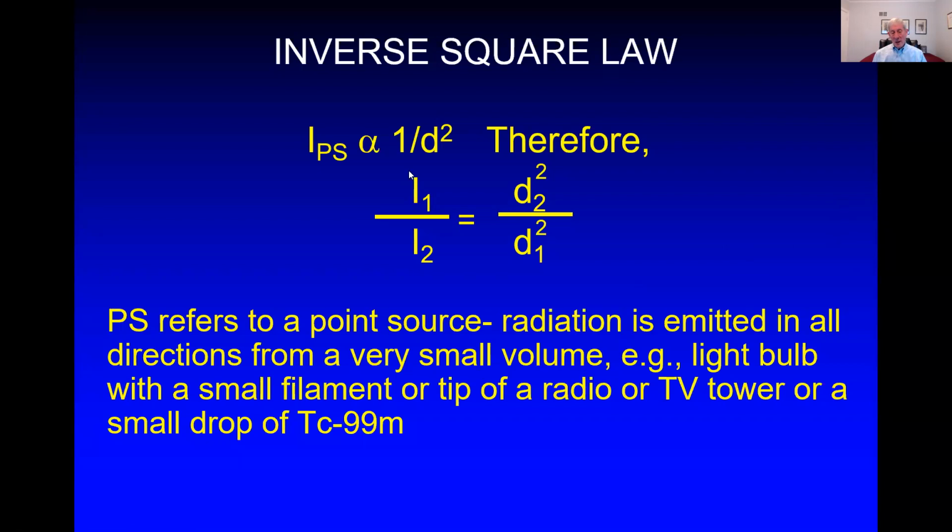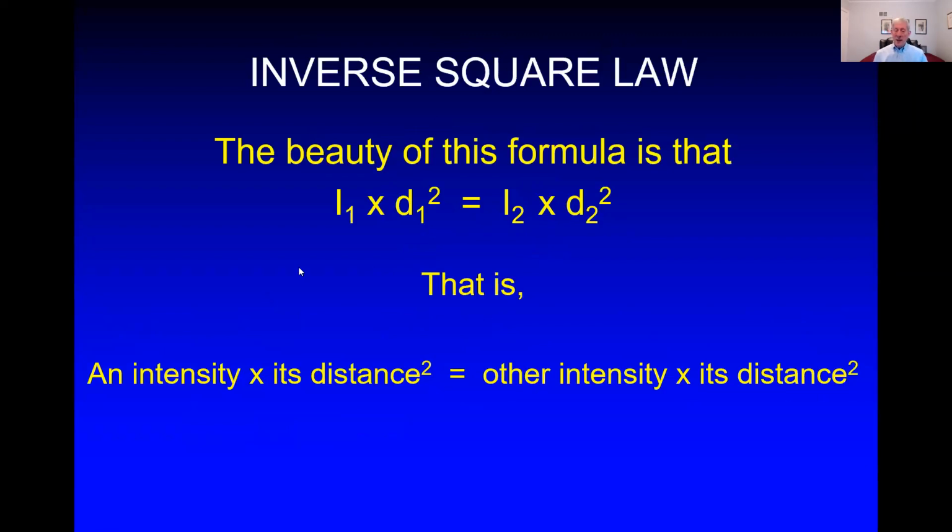Okay, so I'll repeat that so you can look at it. I1 is to I2, and we're going to invert the subscripts as D2 squared is to D1 squared. And the mathematical beauty of this is when you cross multiply, look what you get. I1 D1 squared equals I2 D2 squared. Here it is on the next slide. And that's very easy to remember. An intensity times its distance squared equals the other intensity times its distance squared. And that's what this says down here on the bottom.